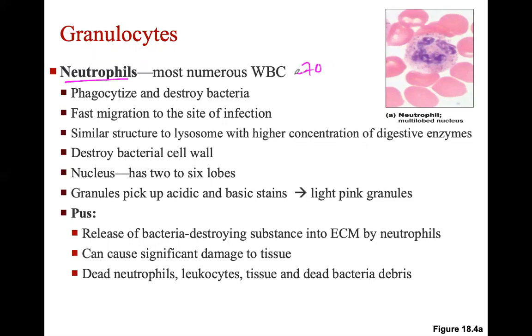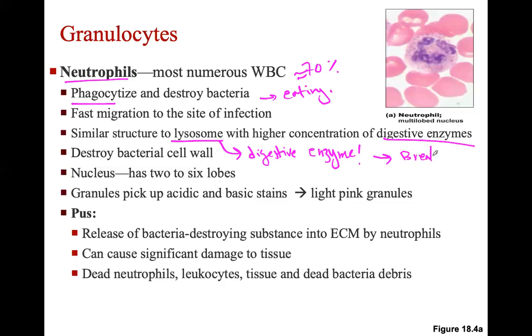They range in about 70-ish%. And again, it can be a little bit lower, a little bit higher. Their job is to phagocytose and destroy bacteria. Basically, phagocytosis means they eat them. They can migrate very rapidly to the site of infection. So they're one of the first cells that present themselves at the site of infection. And they have a high concentration of lysosomes. If you guys recall this, this basically means they have rich digestive enzymes, which can break down unwanted material.